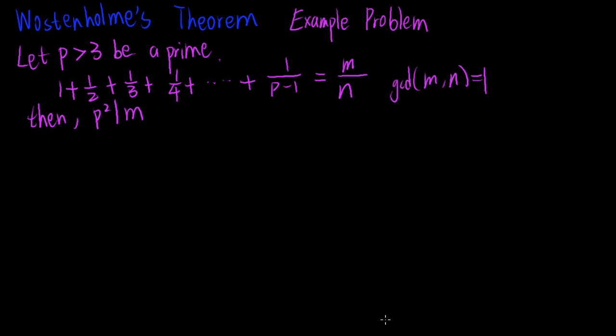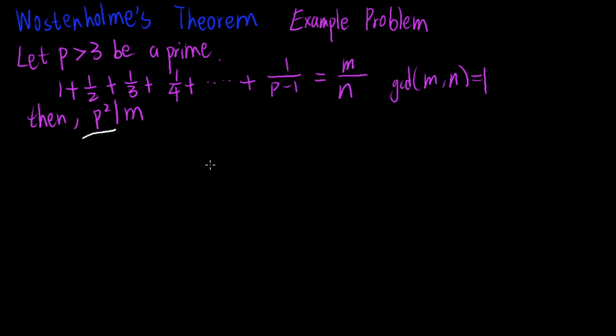Now let's have a look at more questions. Let's prove this theorem. This is called Wolstenholme's theorem, and it basically says that given a prime p greater than 3, we have 1 plus a half plus a third all the way to 1 over p minus 1 is equal to a fraction m over n, and m is divisible by p squared.